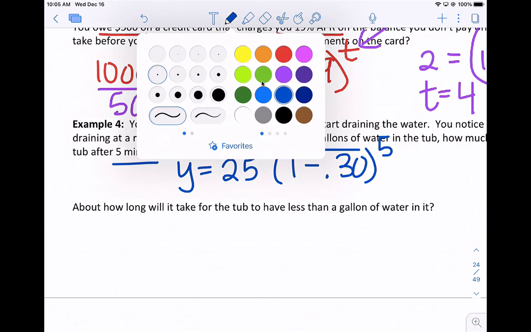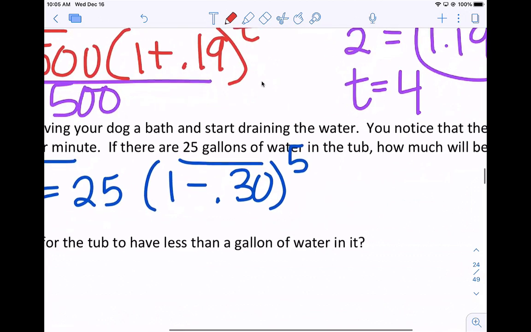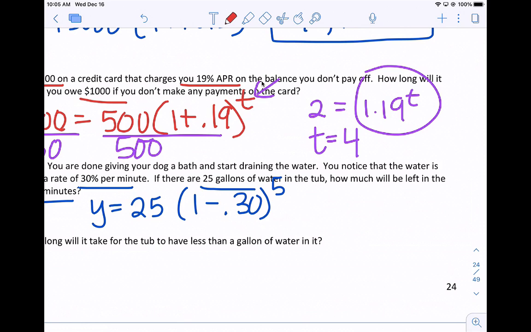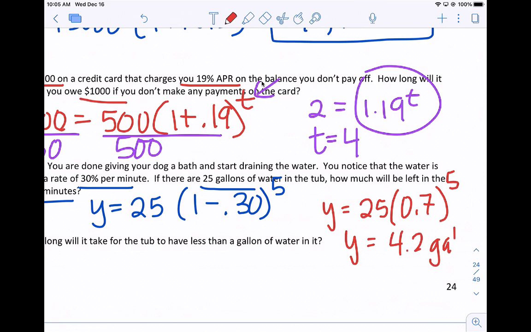So you can either write it like that. The other way to write this is you can subtract the 1 minus the 30%. It's like $1 minus 30 cents. So you could put the 0.7 here because $1 minus 30 cents is 70 cents. And you can type that in. All right, so I'm going to type in. Okay, so after 5 minutes, there is 4.2 gallons of water left in the tub.